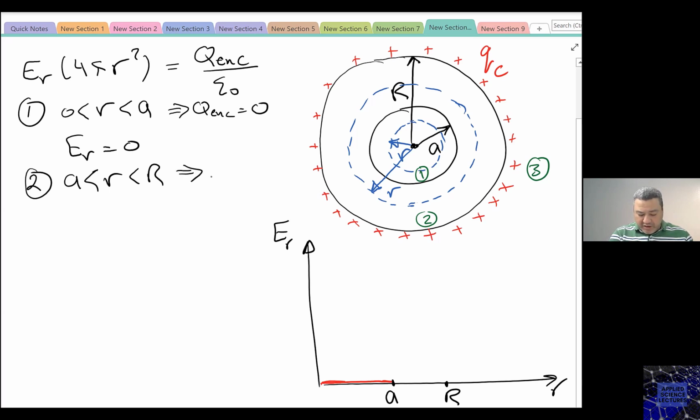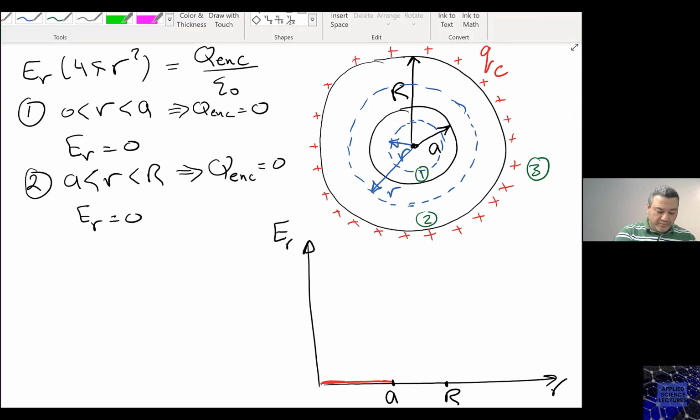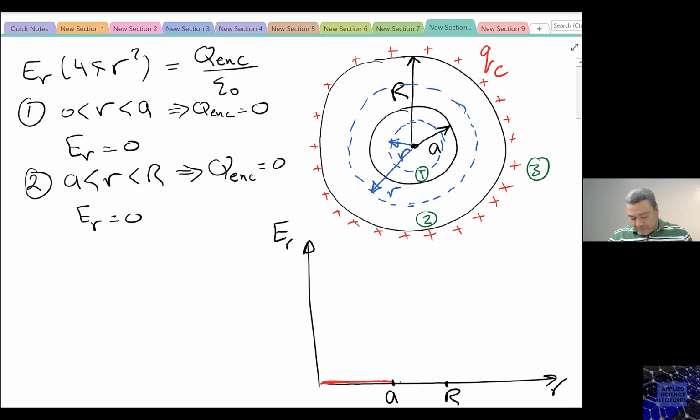Now let's look at the Q enclosed. How much is the Q enclosed for that Gaussian surface? You can see that it is 0. I have no charges enclosed within this Gaussian surface. That's why the Q enclosed is 0, and in this case the electric field would be 0 as well. So let's draw this part of the electric field. It is 0 between A and R.